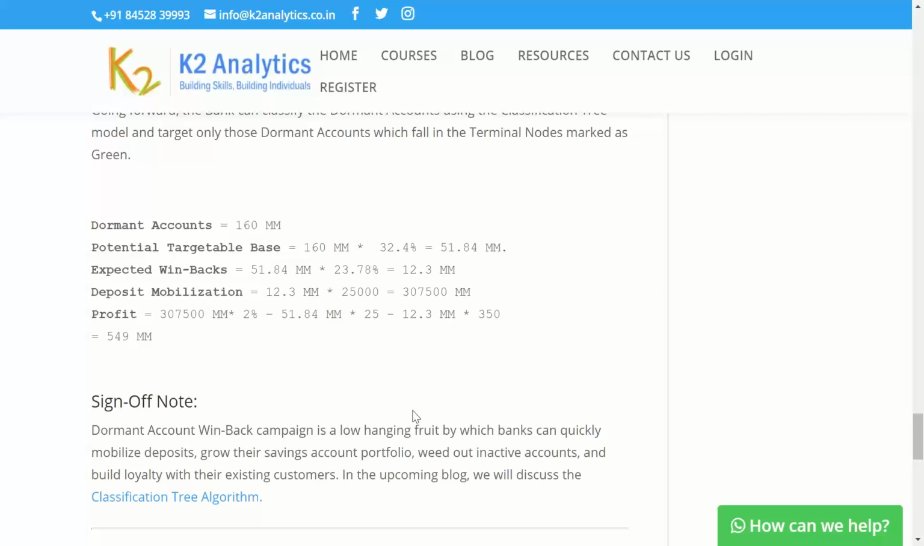And with this campaign, I have tried to explain to you a practical application of a classification tree technique. In the upcoming session, we are going to discuss the classification tree algorithm, how the classification tree algorithm is applied in such classification problems, and what the different types of classification tree algorithms are. All of this will be discussed in our upcoming session.